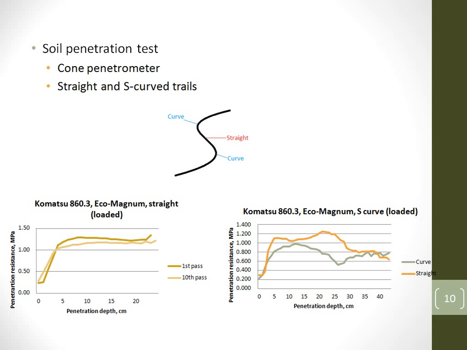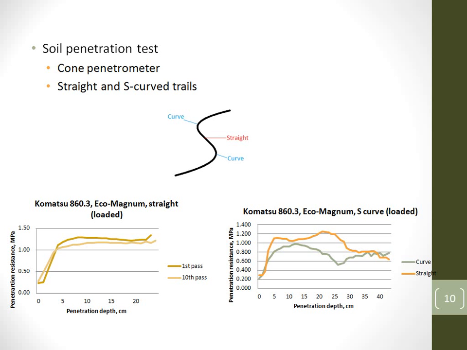And we can see that the soil penetration resistance after the first pass was higher than that of the 10th pass. Ideally, that is not the case, because after the 10th pass, the soil would have compacted more, and then the penetration resistance should be higher. One reason why it's not like that in this case could be that the soil would have compacted more, and then there would have been some cracking in the compacted soil layer, and that would have resulted in a less penetration resistance after the 10th pass.